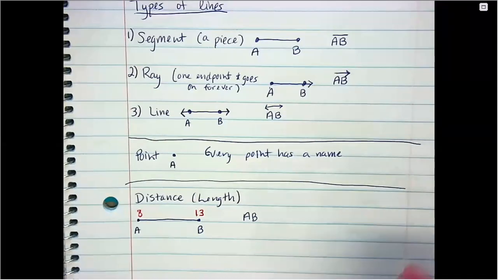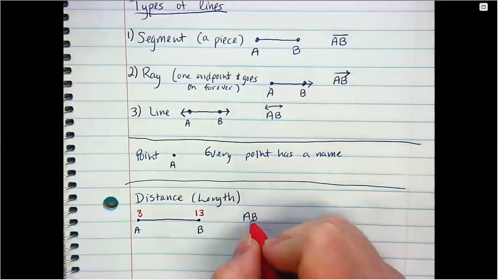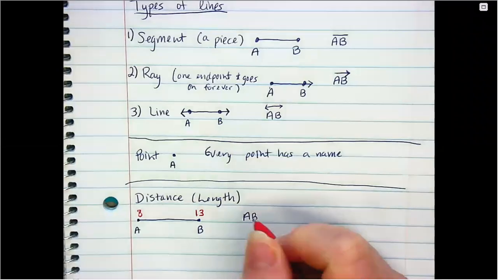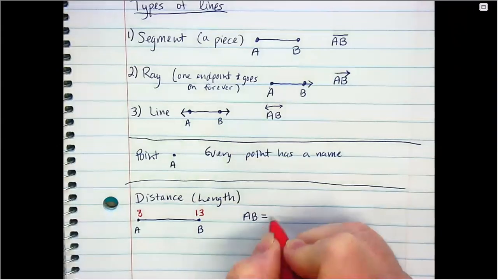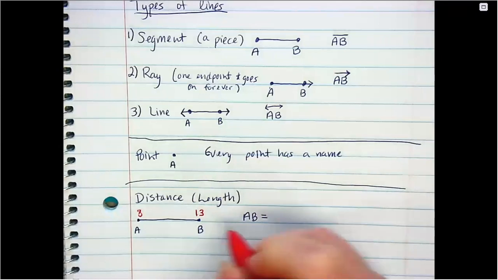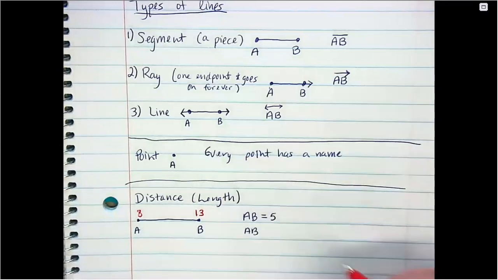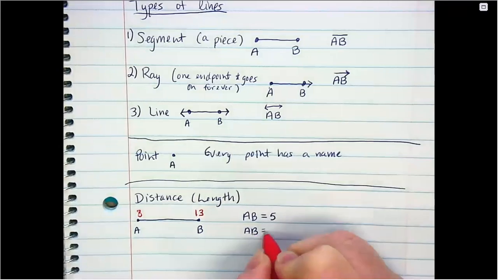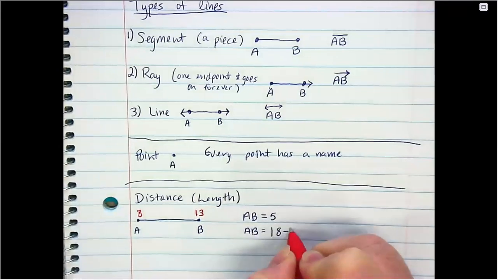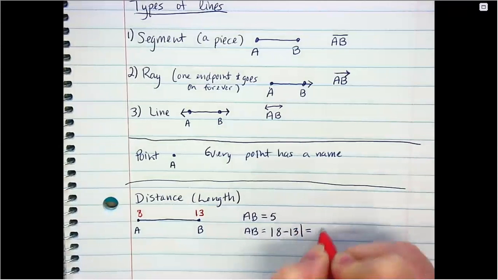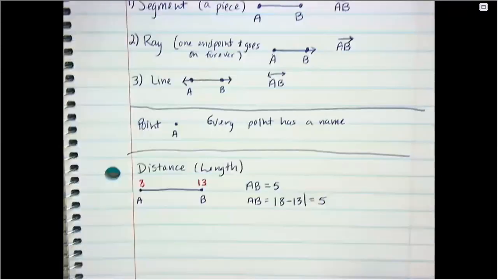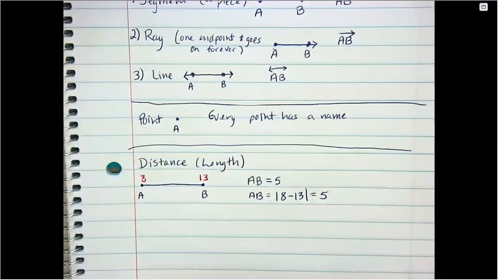Okay. So the distance notation is the letters, and the distance from 8 to 13 is 5. The other way we can think about that is it's the absolute value of 8 minus 13, and that would also give us 5. Any questions on that?